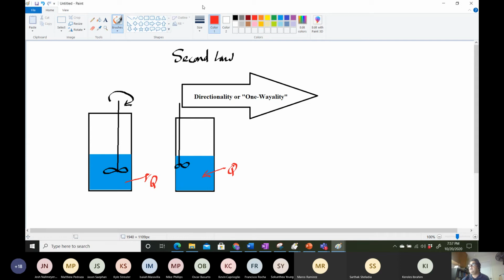Right, so we put work in, and the work in causes heat to come out. Now we put heat in. Will we get work? Or are we going to get anything coming out like that? And that's the question. And the answer is no, right?